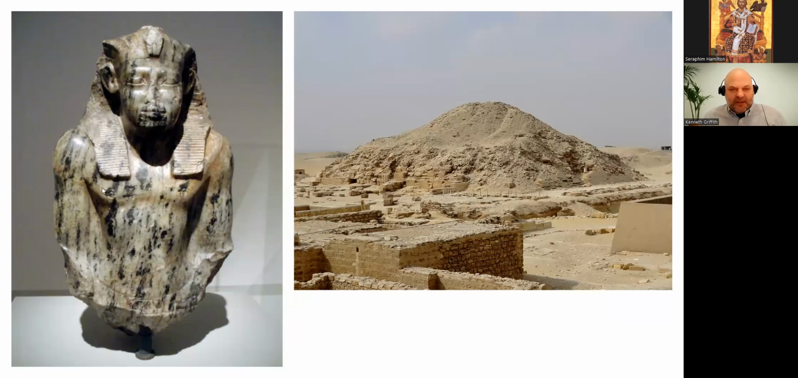This is a depiction of Senusret the first, or Sesostris the first, who we believe was the Pharaoh whom Joseph served. And that would be the remains of the pyramid of Unas, who was ruling in Memphis at the same time that this pharaoh was ruling the 12th dynasty over all of Egypt.